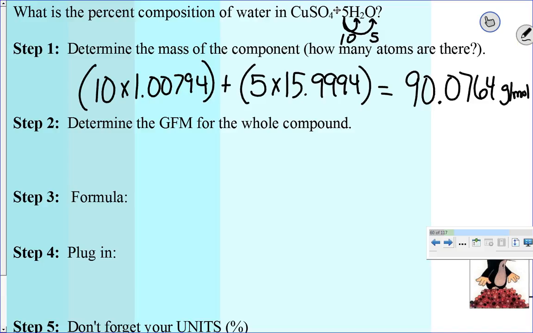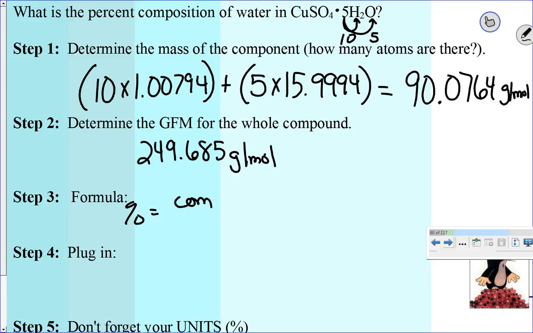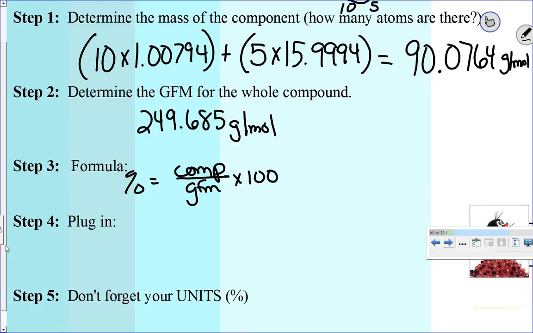Next, you're going to calculate your GFM for the whole compound, adding in the copper, the sulfur, the oxygen, and adding that 90 from the water as well. So this is going to give us a total of 249.685 grams per mole. For our formula, again, we're doing our component over our GFM times 100.